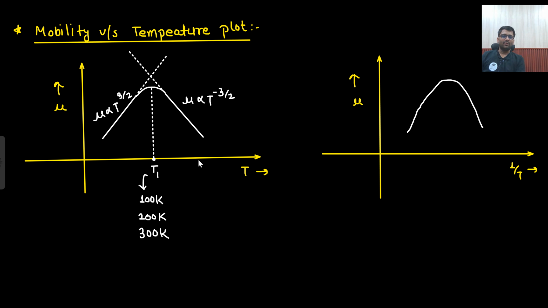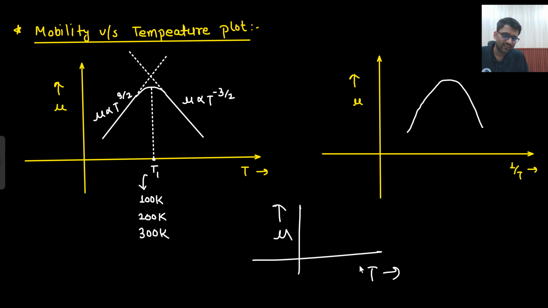So anything they can ask, mu versus T also they can ask, mu versus 1 by T also they can ask. In some textbooks, you may find that always this graph was given. So they are considering that they are starting from some particular temperature. They are not starting from 0 Kelvin. They might be starting from some 100 Kelvin or some 200 Kelvin or from room temperature. So with the increase in temperature, it will decrease only. It could be anything. For different material, it will be different.